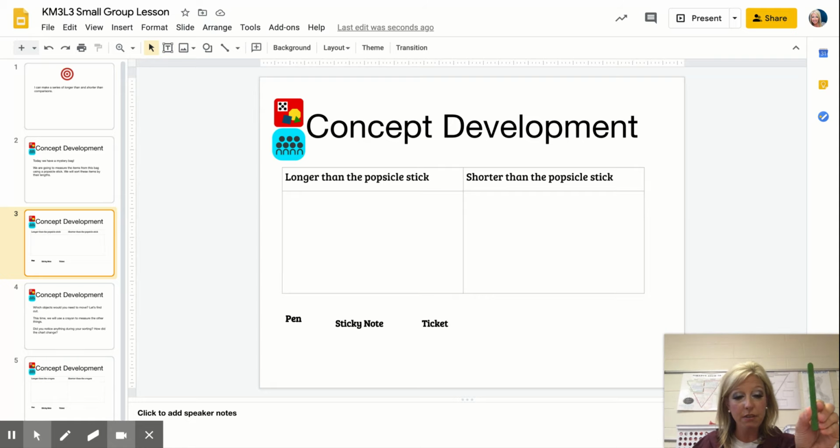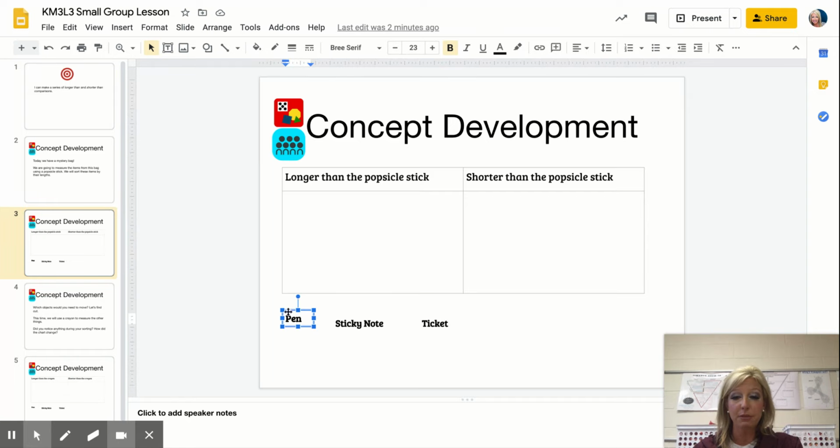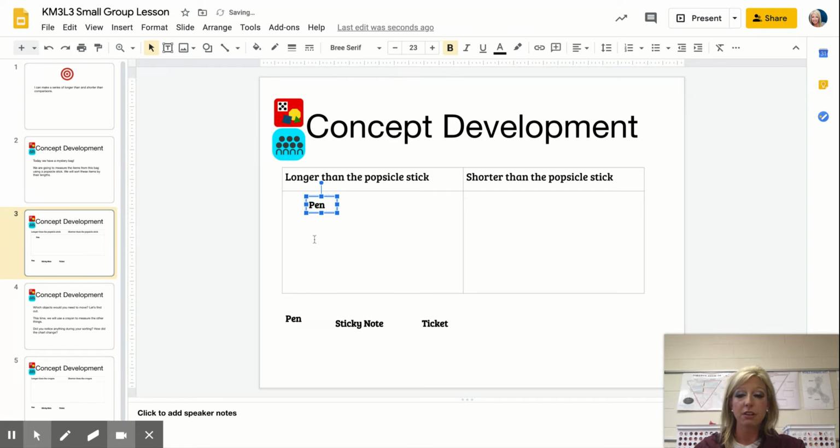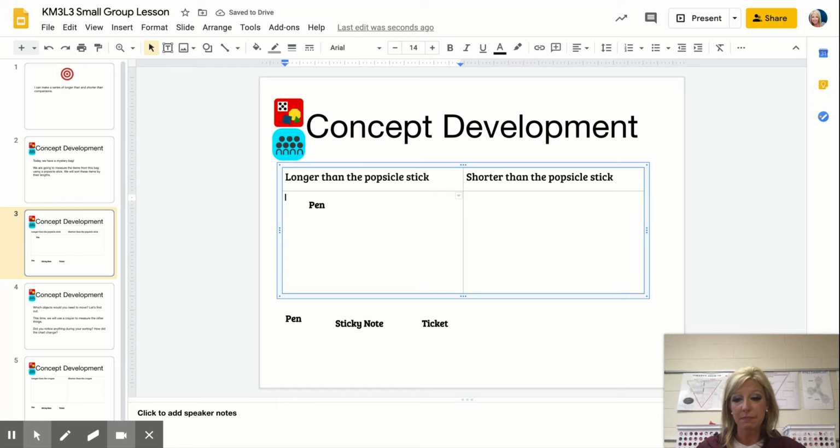The first thing we're going to measure in comparison to our green popsicle stick is an ink pen. So remember we talked about those common endpoints, so have them lined up. So where would the pen go? Would it go under longer than a popsicle stick or shorter than a popsicle stick? You're right. Our pen would go under longer than a popsicle stick. So here's our longer than a popsicle stick.